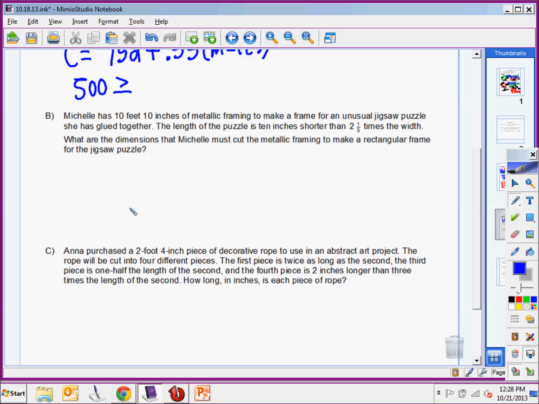So first off, we have a rectangular frame. My width is my width, but what do I know about my length? What does it say? 10 inches shorter than 2 1/3 times my width. So my length is 2 1/3 times the width minus 10. So I have a picture, I have an equation, and now I have a formula.